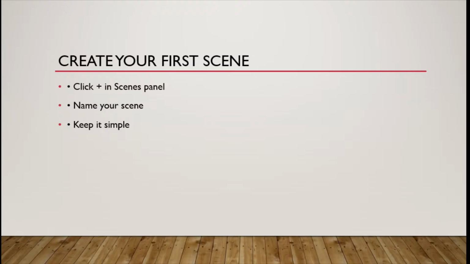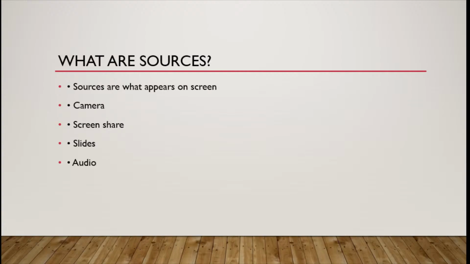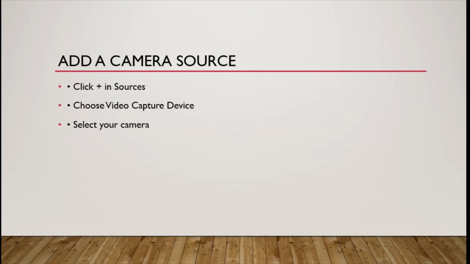To create your first scene, as I show you in the demo, you click in the Scenes panel, you name your scene and keep it simple, and then you add a source. Sources are what appears on the screen, so it could be your camera, like your webcam. And then you could put in a screen share, which is what this is in a scene. It's a screen share of my presentation and slides. Obviously, you use a screen capture to share slides, and audio. You can always use audio as well.